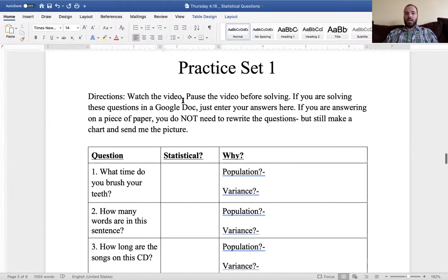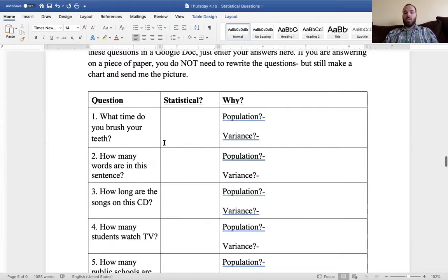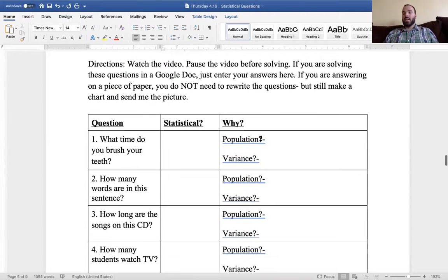For your practice set, it says you've already watched a video. You're going to pause right now. Once you pause, you're going to solve these questions in the Google Doc and just enter your answers right here like we've been doing. If you are not entering answers in the Google Doc, you need to rewrite this chart, but you don't have to write all these questions. You can just say 1, 2, 3, 4, yes or no, and give your explanation on the side. You do not need to write the questions, but you need to give your answer why. Then make sure you send me a picture. Go ahead and pause the video and come back when you're ready to check answers.